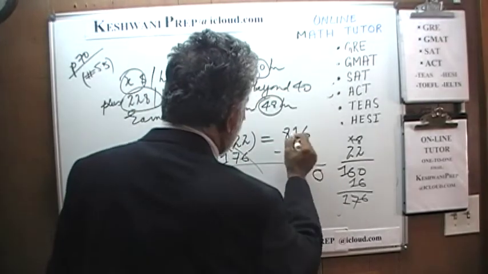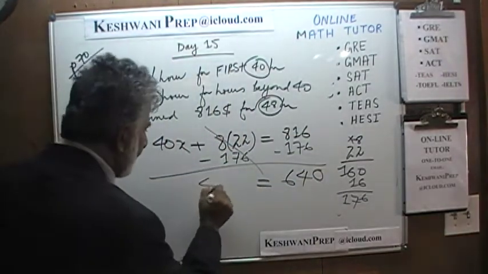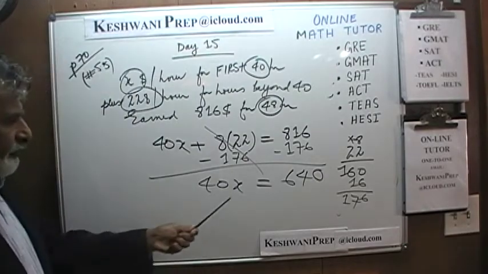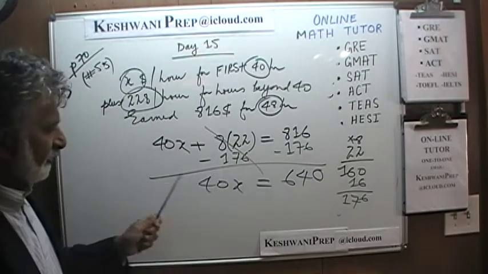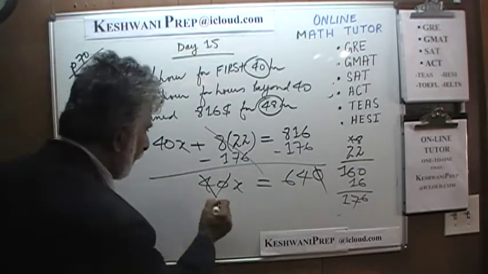We get 0. 11 minus 7 is 4. We get 640 equals 40x. 40x equals 640. Let's divide both sides by 10. 0 is going to drop out. Let's divide both sides by 4. 4 is going to drop out.